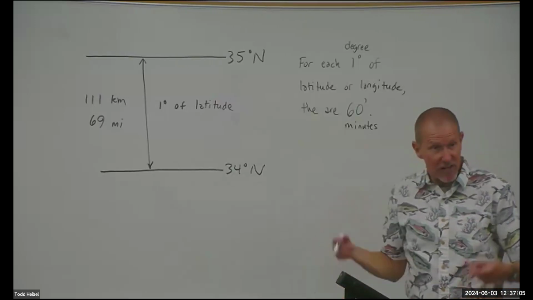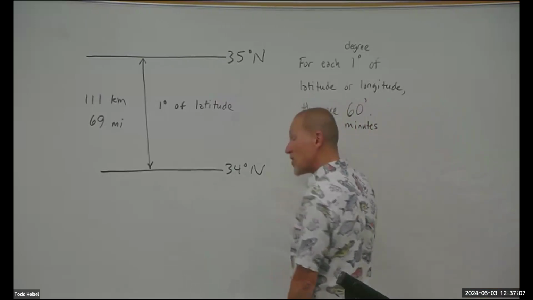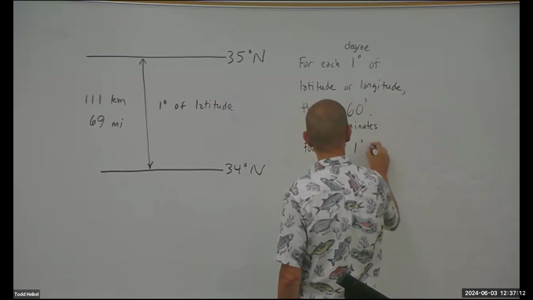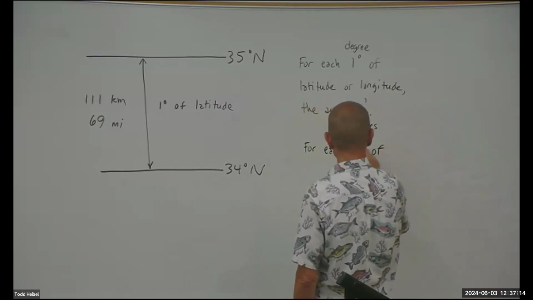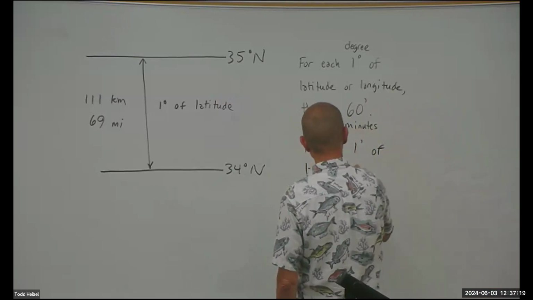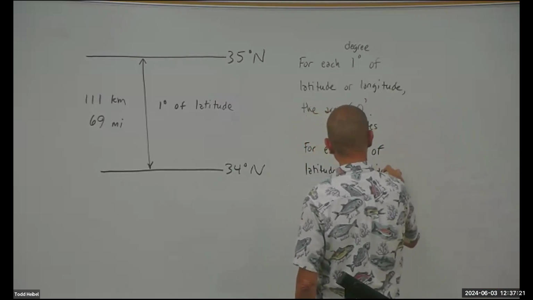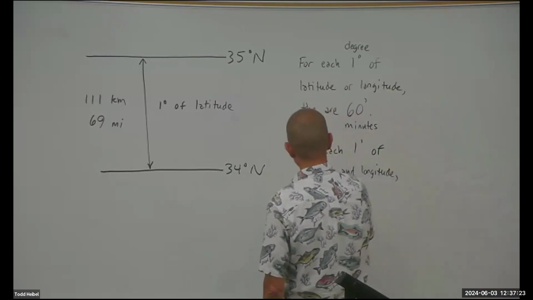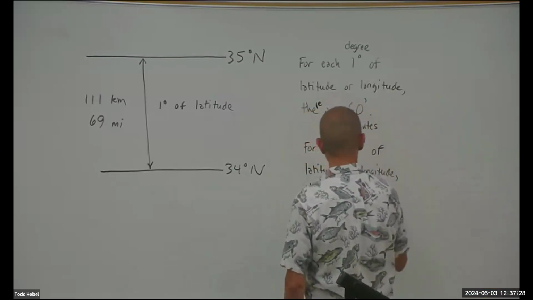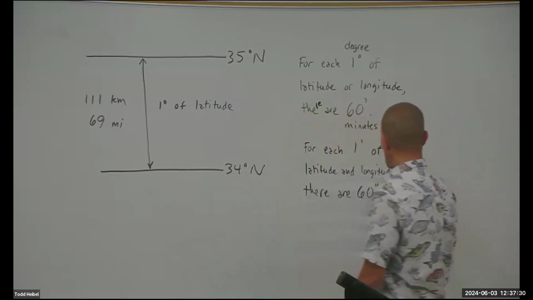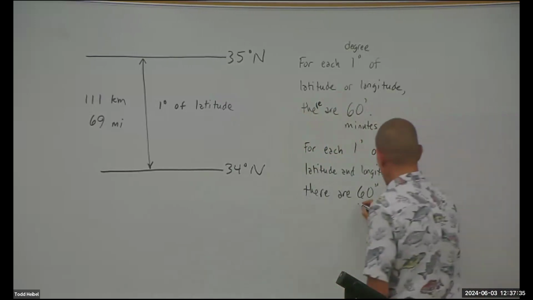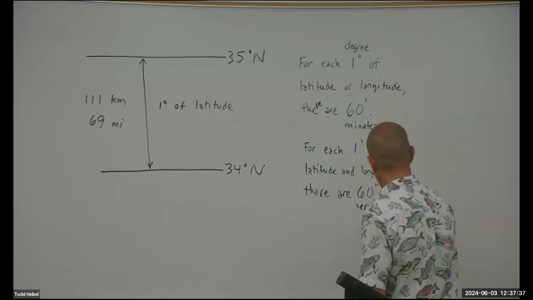Furthermore, think about distance. For each 1 minute of latitude and longitude, I'll get out of the way so you all can read this, there are, I should say, a little double prime, almost like a quote mark. See how it kind of looks like a little quote mark right here? And this is what we say by seconds.